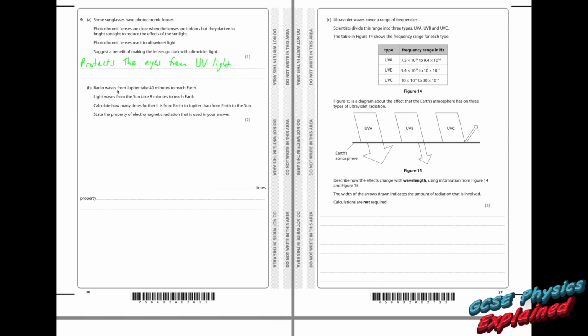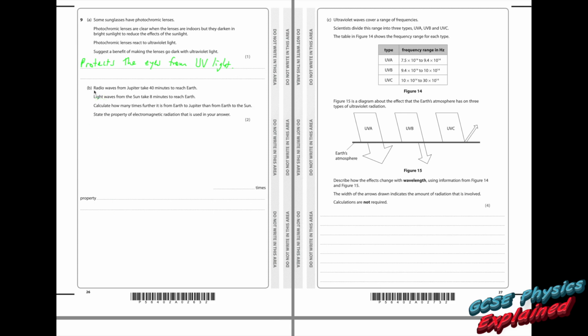Part B. Radio waves from Jupiter take 40 minutes to reach the Earth. Light waves from the Sun take 8 minutes to reach the Earth. Calculate how many times further it is from Earth to Jupiter than from Earth to the Sun. State the property of electromagnetic radiation that is used in your answer.